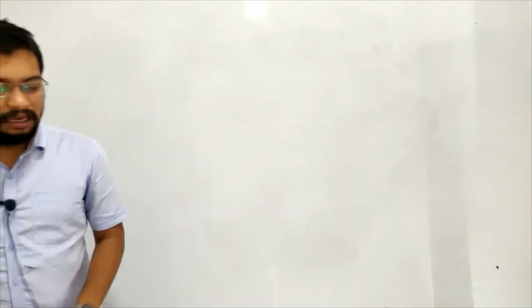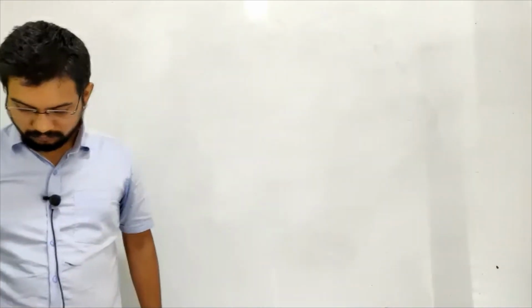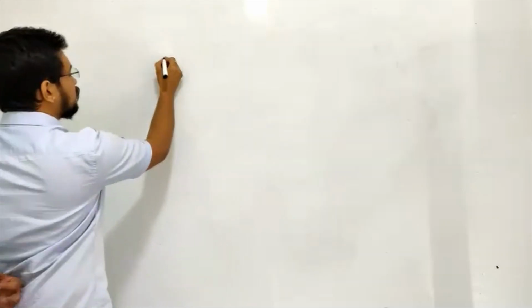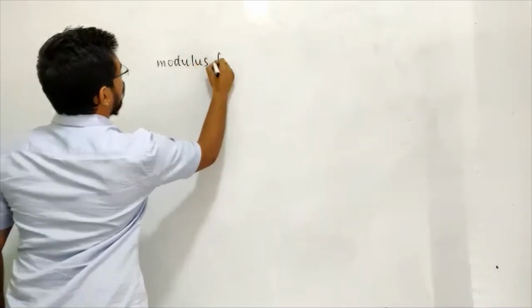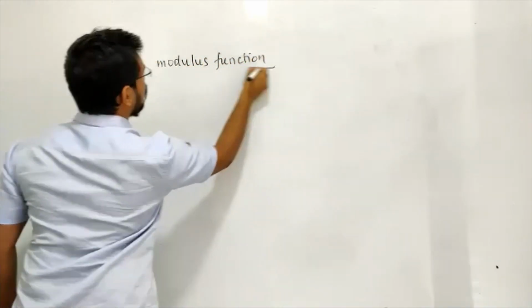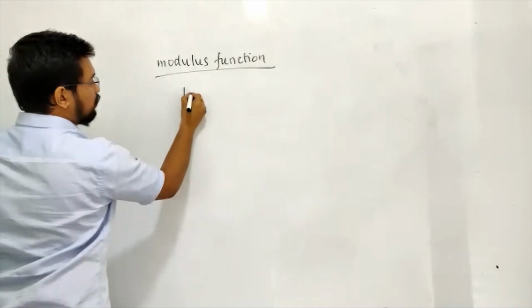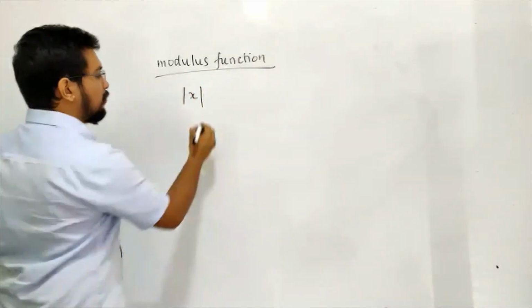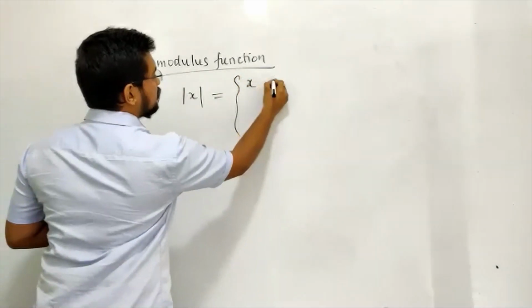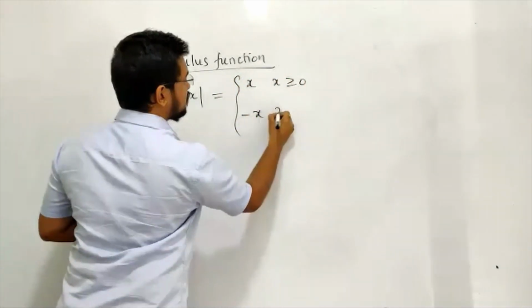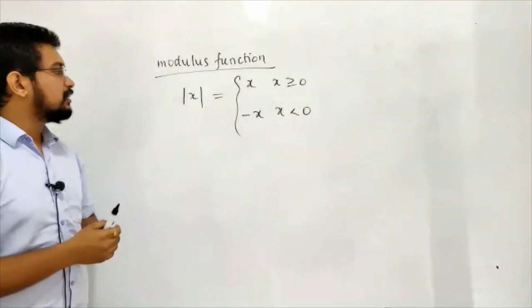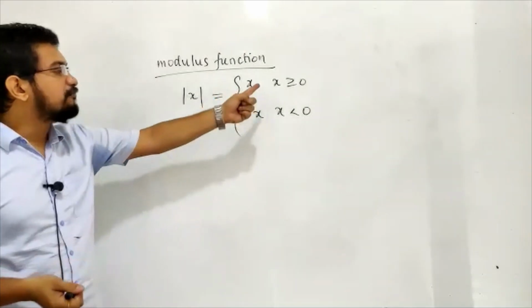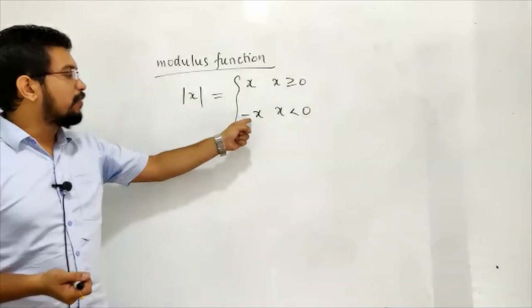So before going to graphs extensively, we'll see the meaning of domain of a function, right? Or else first let's see the definition of modulus. Modulus function, which you term as mod x. Mod x is equal to x if x is greater than or equal to 0, and minus x if x is less than 0. This is how you define a modulus function.